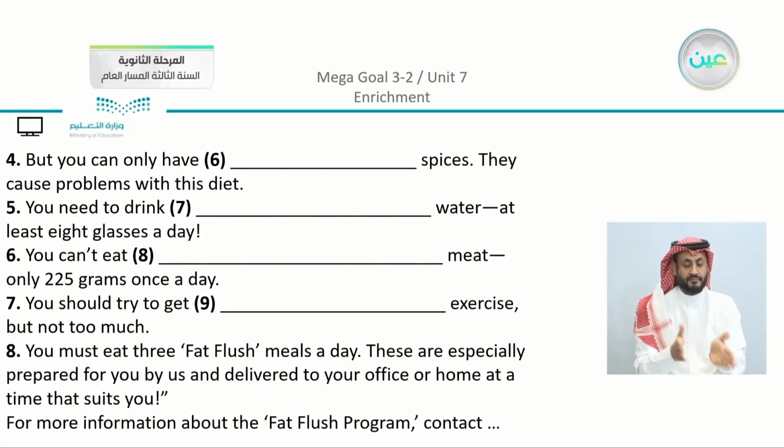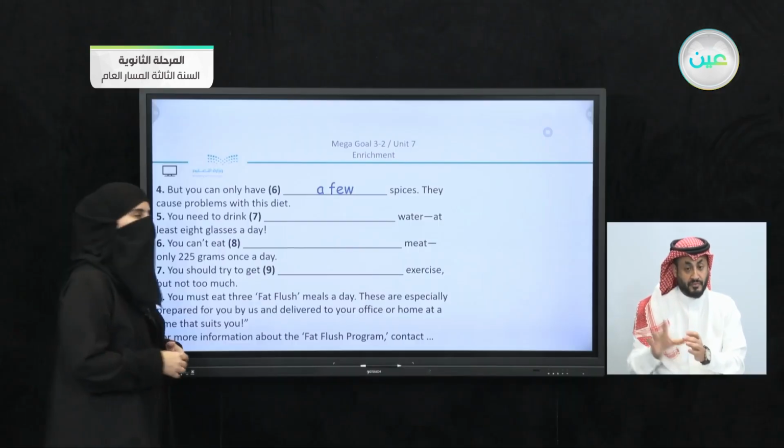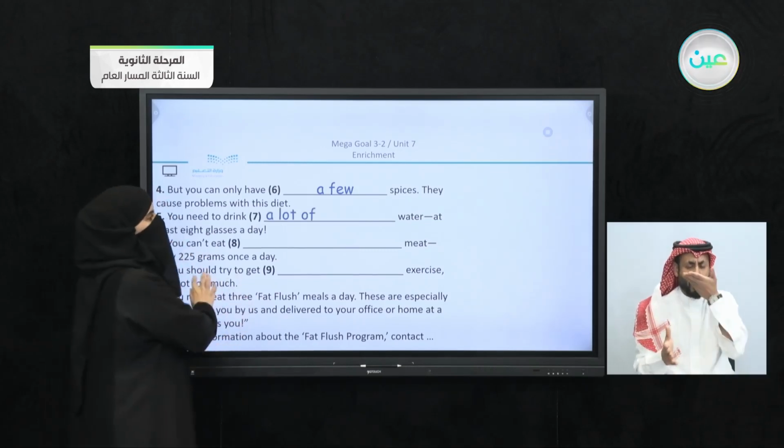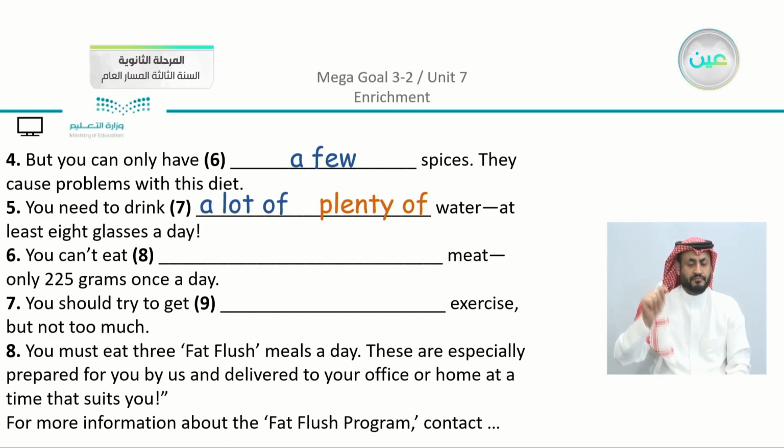Completing. Number 4, but you can only have blank spices. So here, but you can only have a few spices. They cause problems with this diet. You need to drink blank water at least 8 glasses a day. So this is something very important. You must drink a lot of water, or as we mentioned, plenty of water.